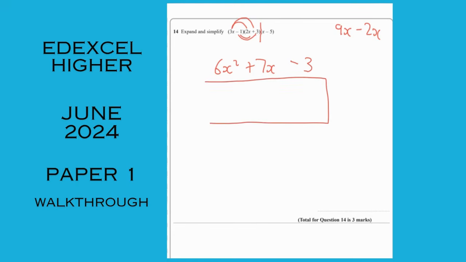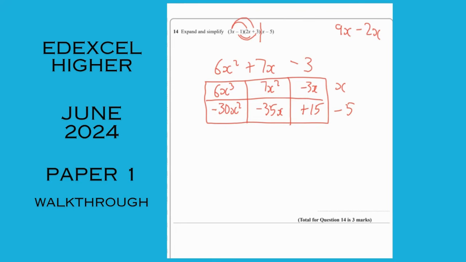And obviously you could carry on with loops. Not a big fan of having 6 loops. So I'll go with the mixed approach of loops first, grid later. So we fill the top row in, multiply everything by x. 7x squared, negative 3x. And across the bottom, multiply everything by negative 5. So negative 30x squared, negative 35x, positive 15.